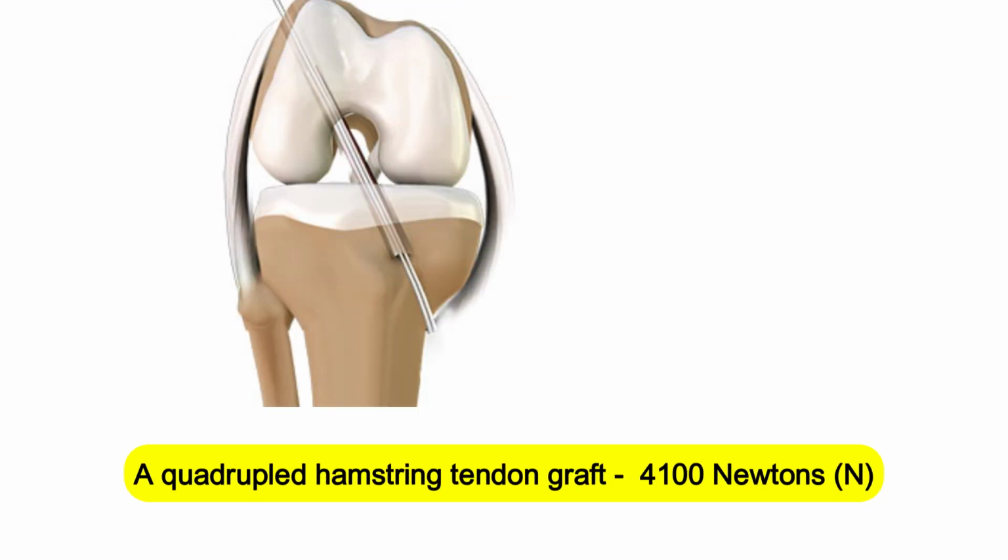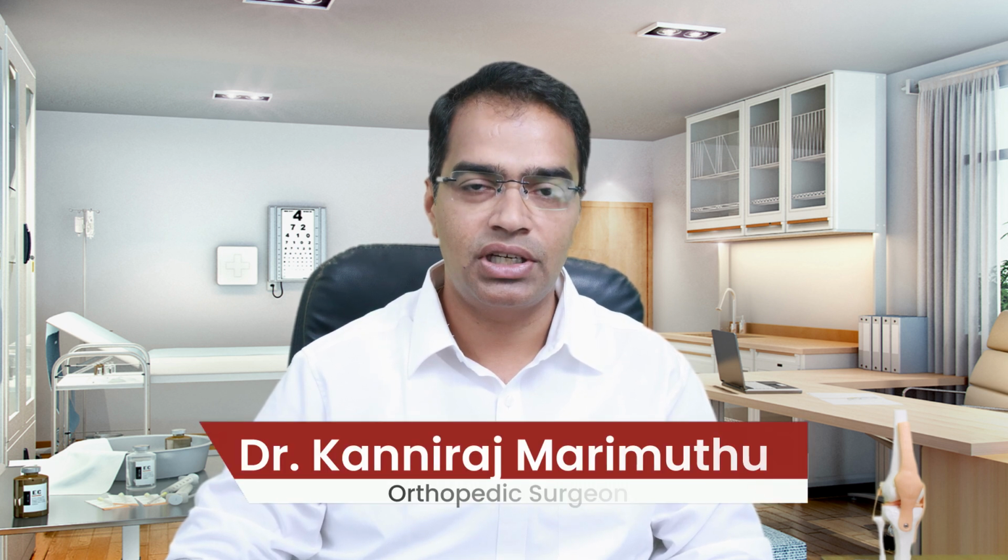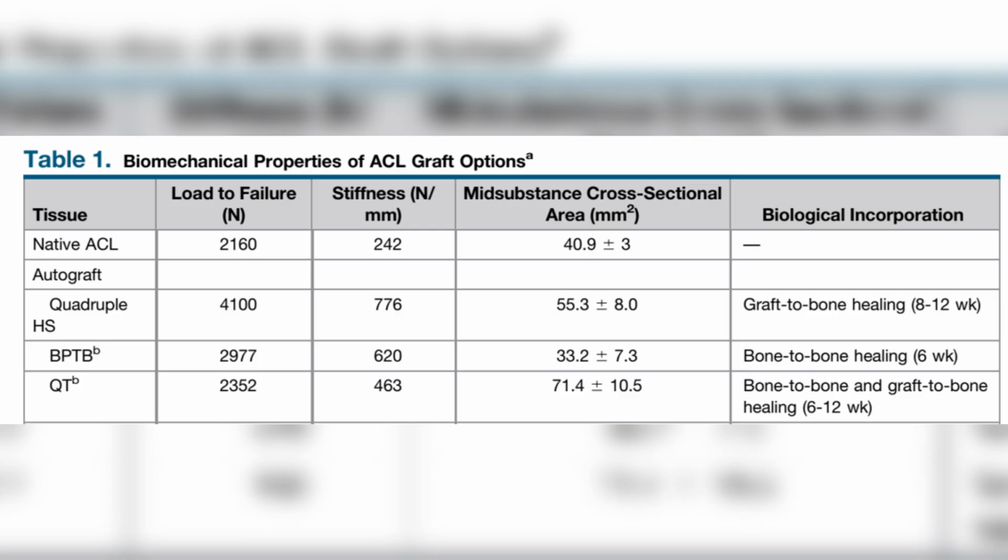But if you see a quadrupled hamstring tendon graft, it is 4100 newton. That means the load or the force that is required to tear a hamstring tendon graft used for ACL reconstruction is twice the amount of force that is required for a normal ACL. So if you see, both the bone-patellar tendon graft as well as the hamstring tendon graft have higher strength as compared to native ACL, but the bone-patellar tendon is less than that of the hamstring. So hamstring is the strongest tendon graft of these two.